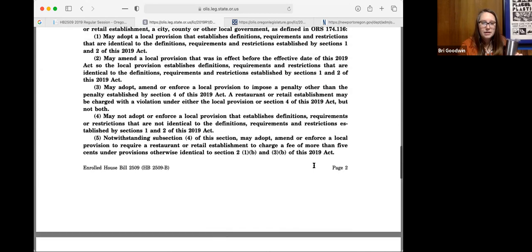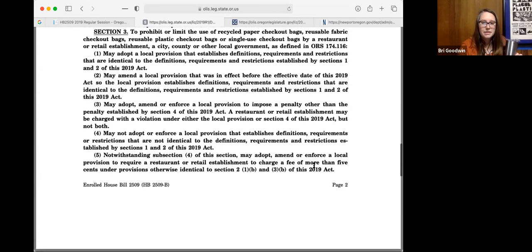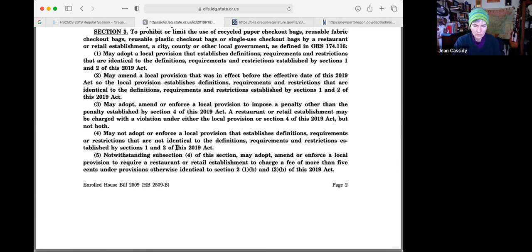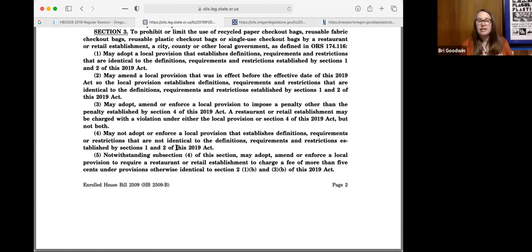And let's see. Oh yes, I skipped over this part of section 3, so I'm going to jump back there. Is anyone familiar with what preemption is? So preemption is when a state makes it essentially illegal for a local municipality to pass a law about something.